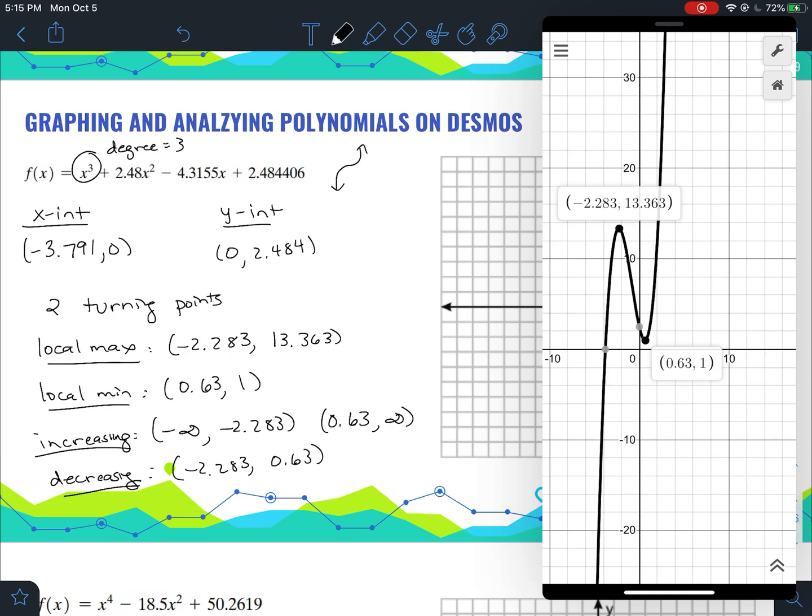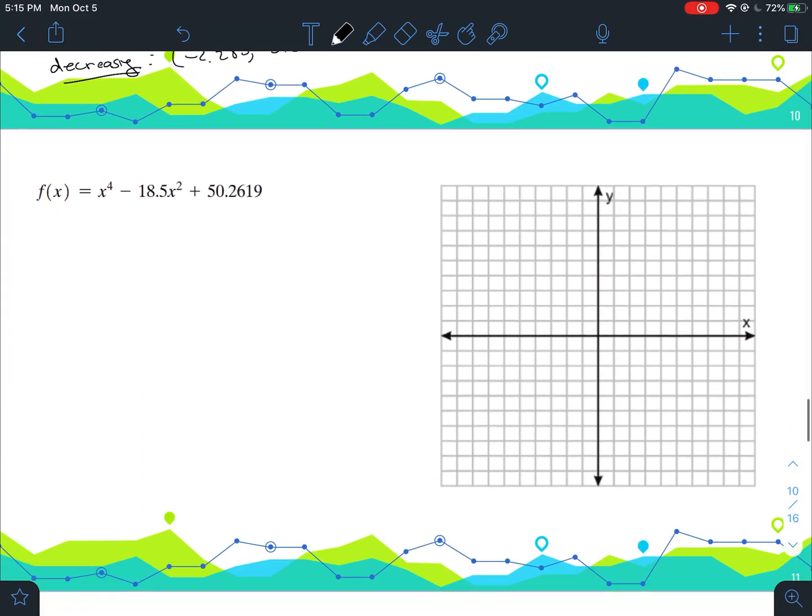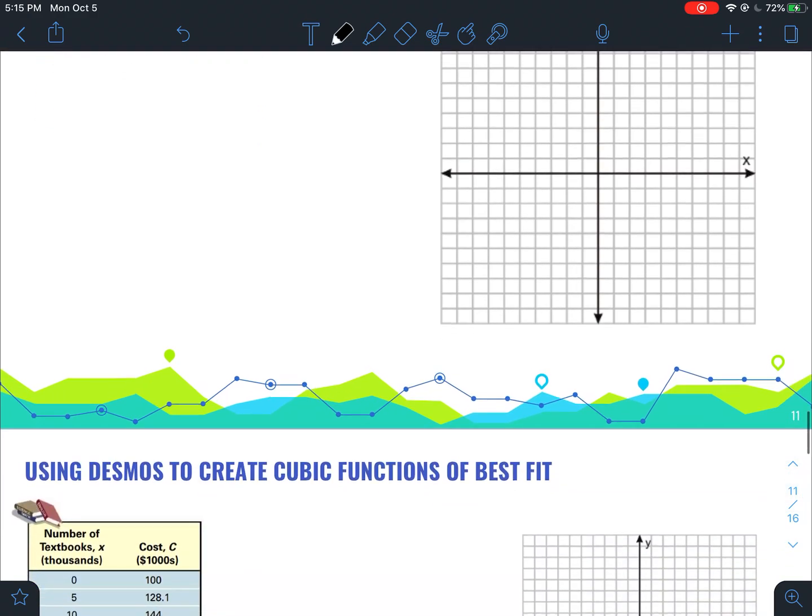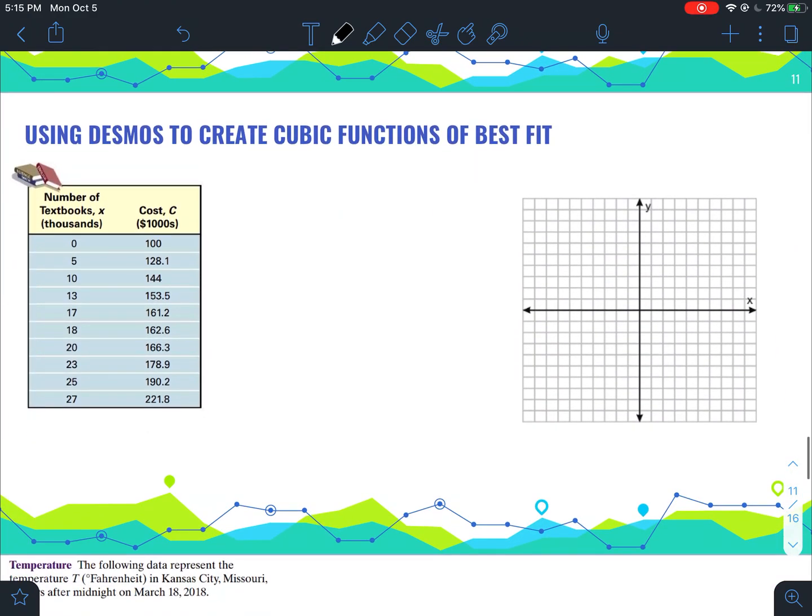So again, we can use Desmos to graph and analyze polynomial functions, just like we did in our previous units. So you guys go ahead and graph this on Desmos and analyze it. So find its intercepts, find where it's increasing, decreasing, its turning points, its local mins and maxes, and you can check your work against the finished notes from today's class.